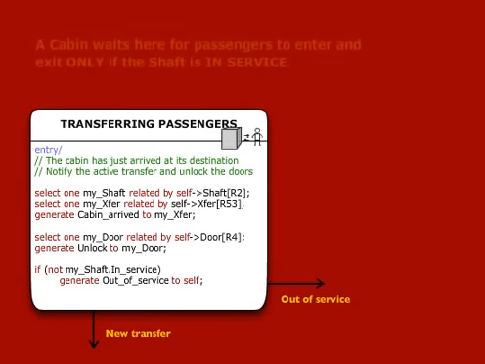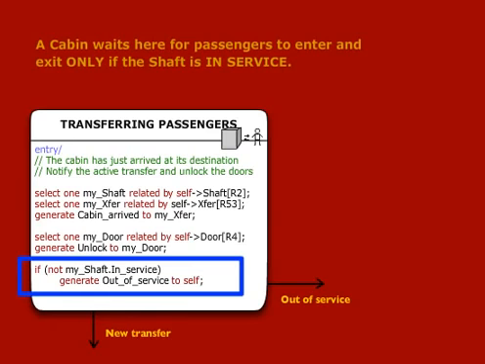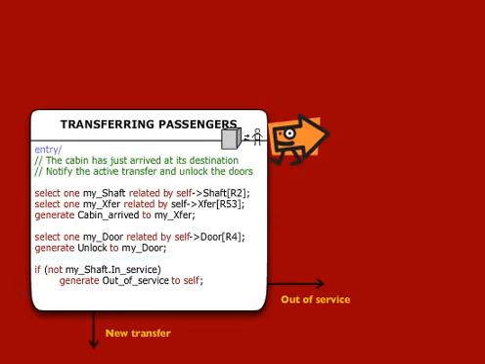In our example, a cabin object normally waits at a floor for passengers, but it always checks to see if its shaft is still in service. If not, the cabin will send the out-of-service signal to itself. This should result in a transition to an appropriate out-of-service state.